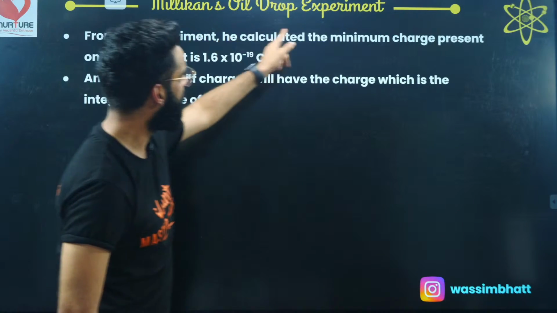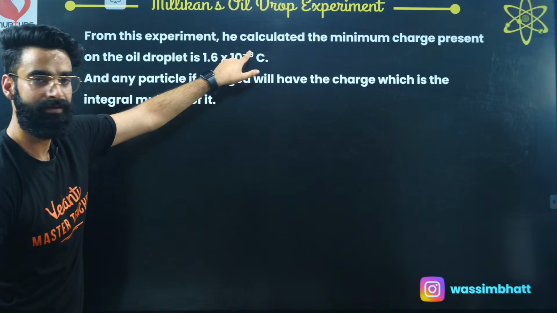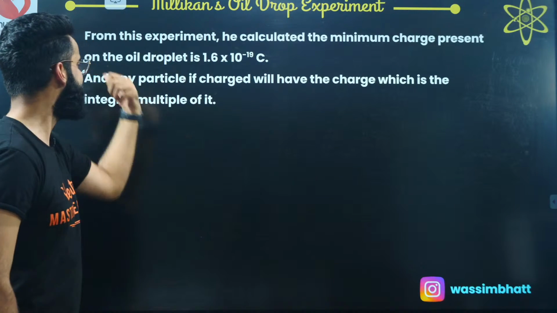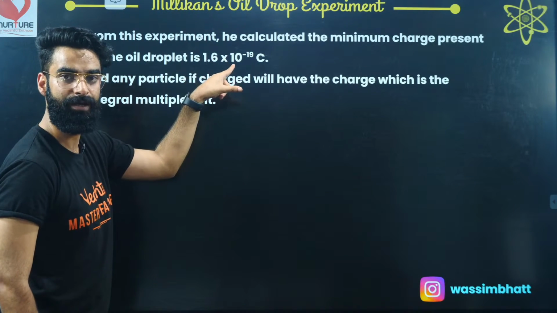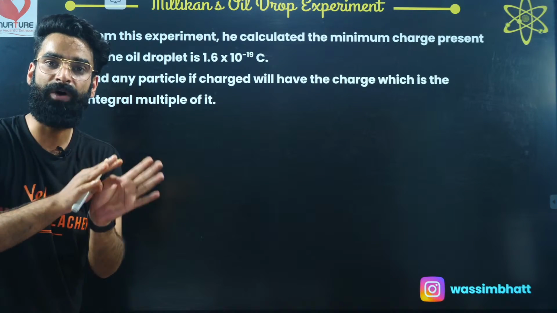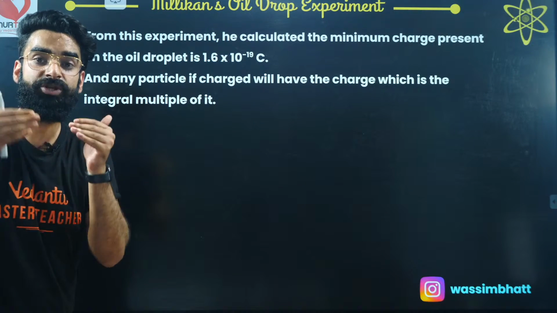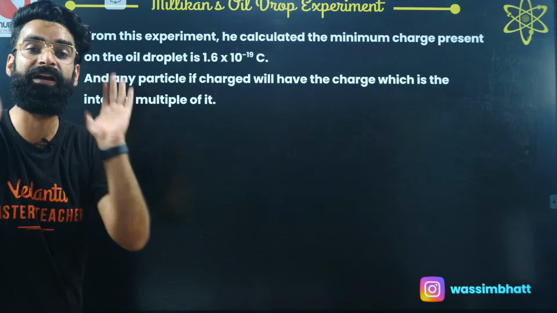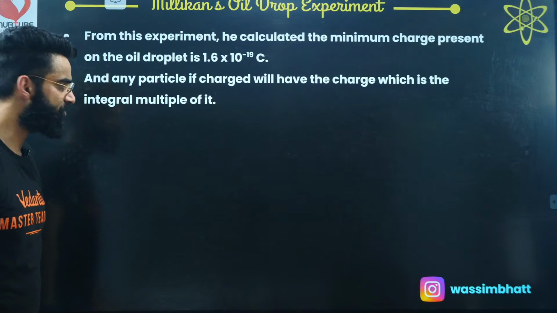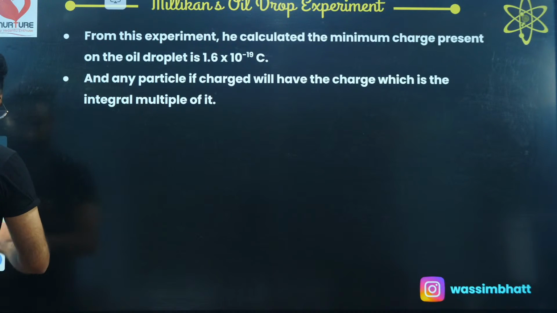From this experiment, he calculated the minimum charge present on the oil droplet, which was 1.6 into 10 raised power minus 19 coulombs. And any particle, if charged, will have a charge which is an integral multiple of this value. So if I have any particle which carries some charge, the charge minimum can be 1.6 into 10 raised power minus 19, or it can be 2 times, 3 times, or in general the charge on the charged particle can be an integral multiple of this value. I'm sure it's clear to everyone. So people, this is how the charge on electron was calculated, by Millikan's oil drop experiment.